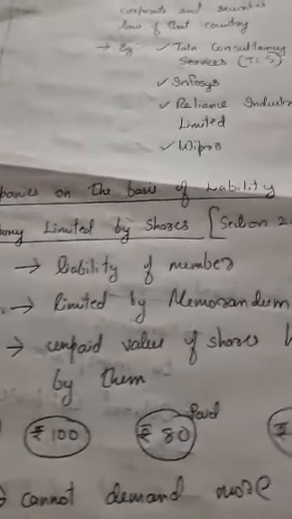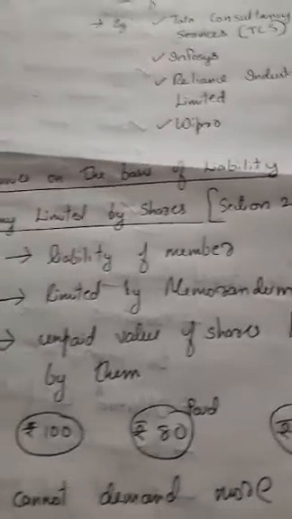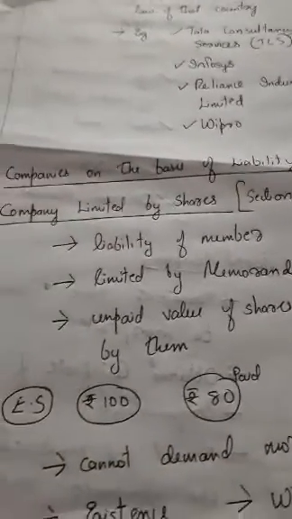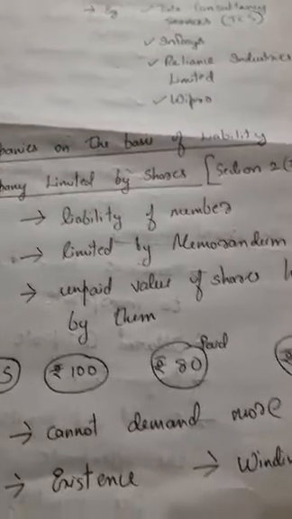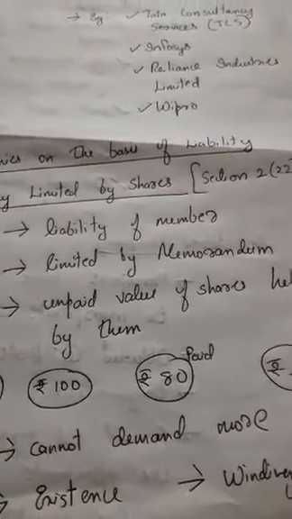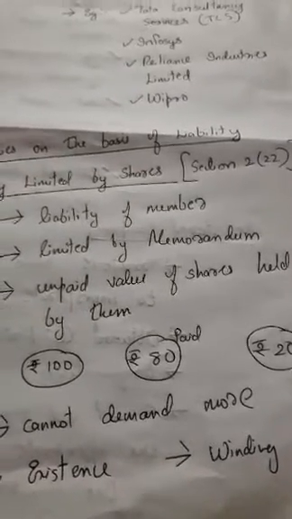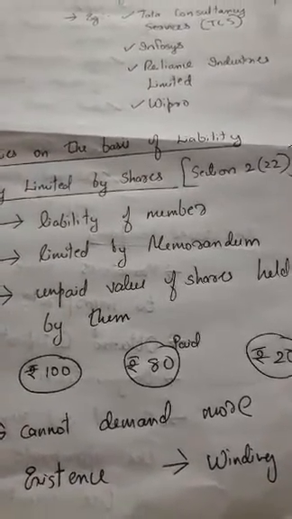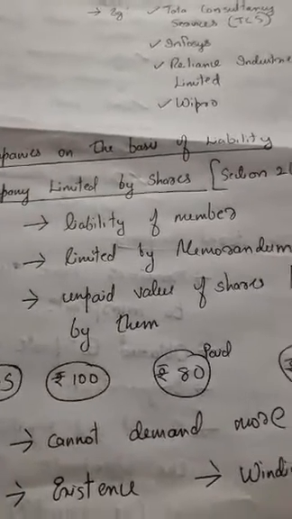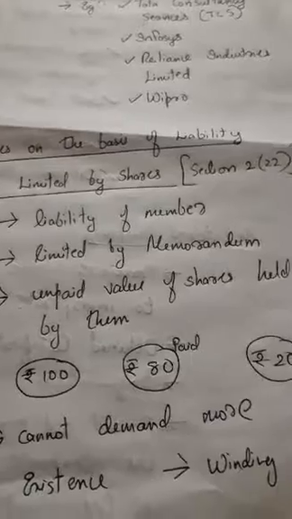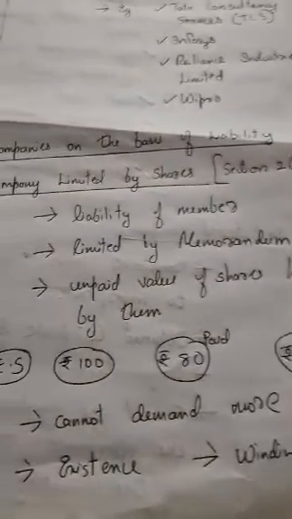A company limited by shares is defined in Section 2(22) of the Companies Act 2013. What's a company limited by shares? For a company limited by shares, the liability of the member is limited by the memorandum. And what's that liability? The liability of the member is up to only the unpaid value of shares held by them.